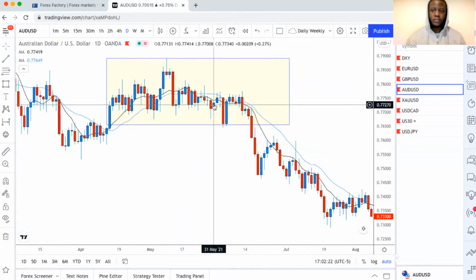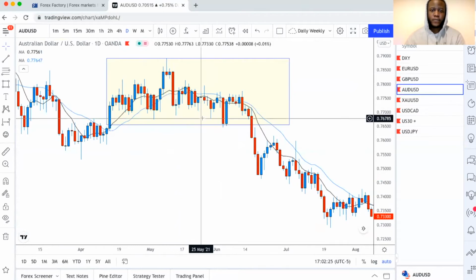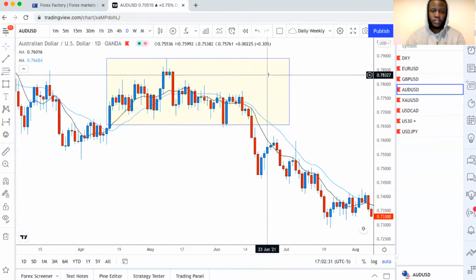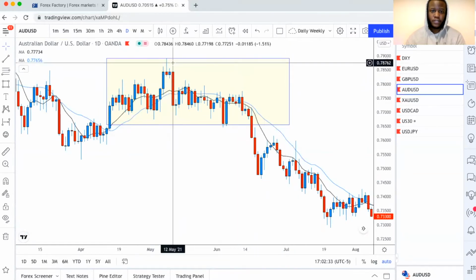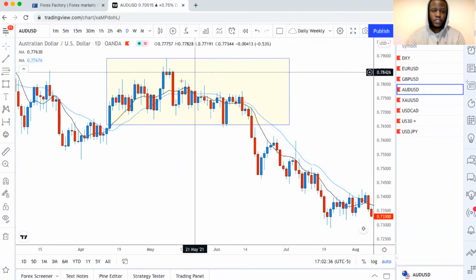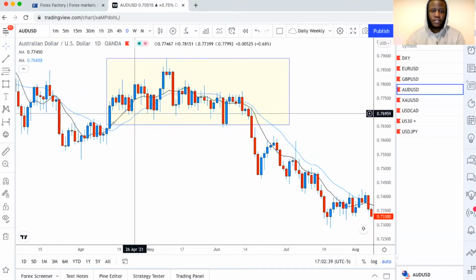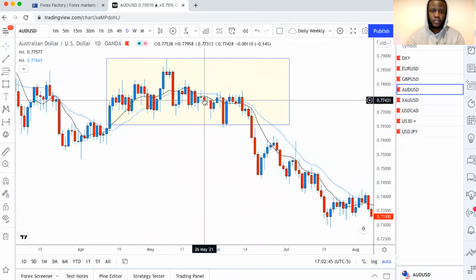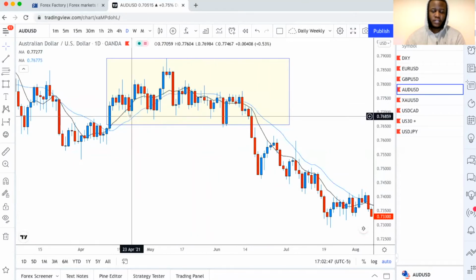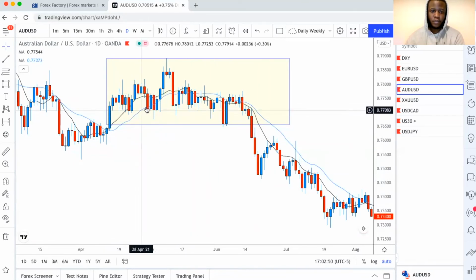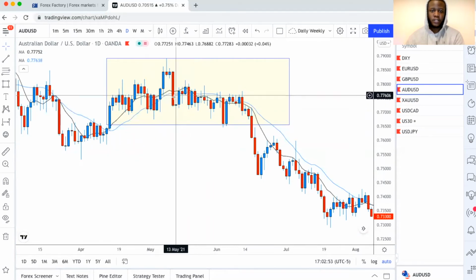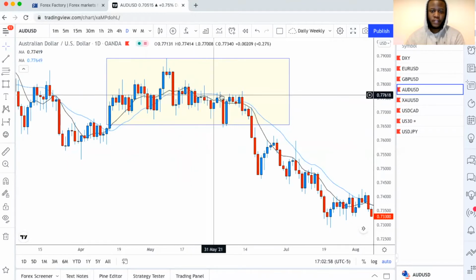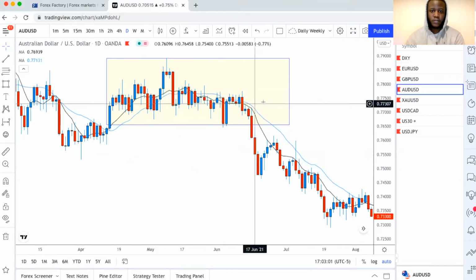So for me, I wouldn't really trade in a consolidation. I'll wait for a more clear move. But if you do decide to trade in consolidation, whichever side this moving average is on, you want to trade in that direction. So, like I said in the beginning, if it's above the blue moving average, you want to buy. And if it's below the blue moving average, the 18, you want to sell.